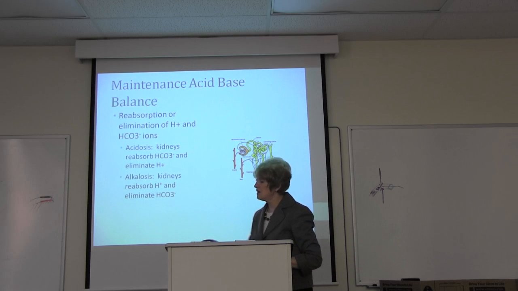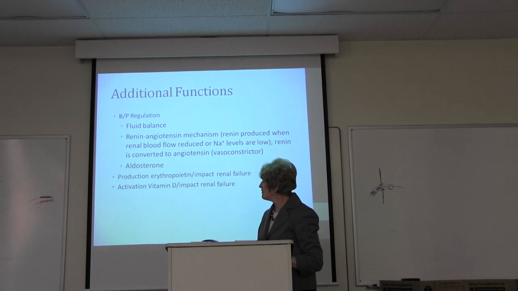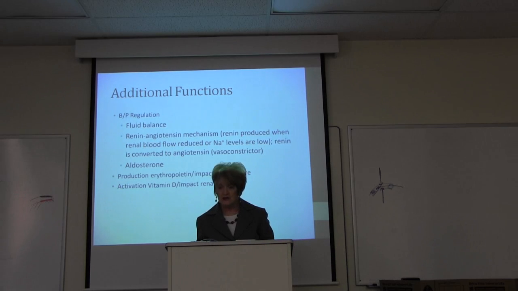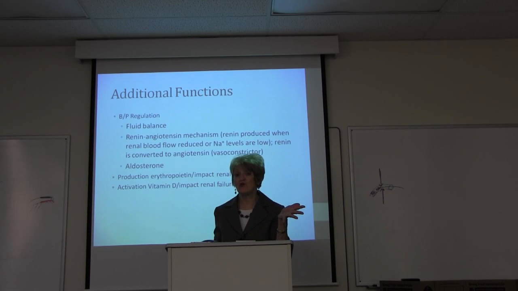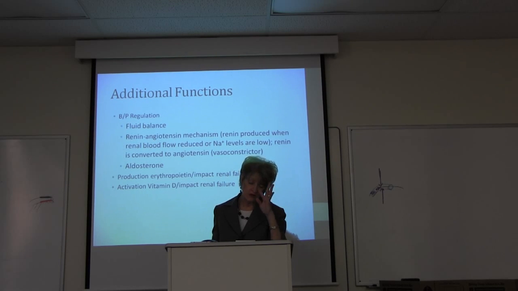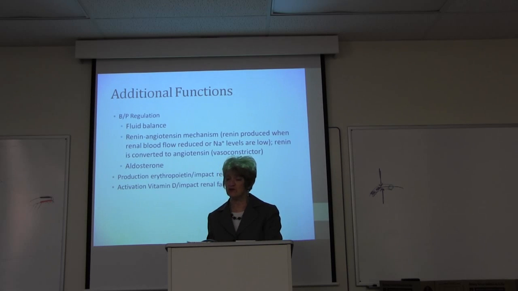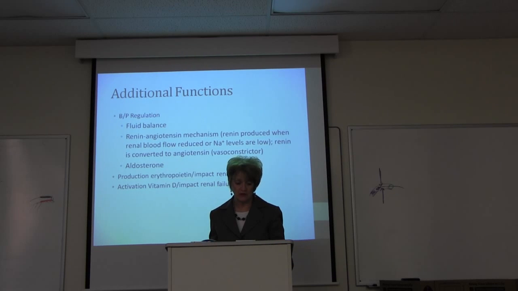Blood pressure regulation, partially by control of fluid balance, but you also have the renin, angiotensin, aldosterone system, so that if blood pressure is low, if there's inadequate volume of blood going through the kidneys, then you produce renin, which is converted to angiotensin, which is a powerful vasoconstrictor, which brings blood pressure up, which pushes blood to the kidneys. Also, you get production of aldosterone, which increases sodium reabsorption, fluid reabsorption. All you have to know is that the kidneys play a vital role in maintaining normal blood pressure.